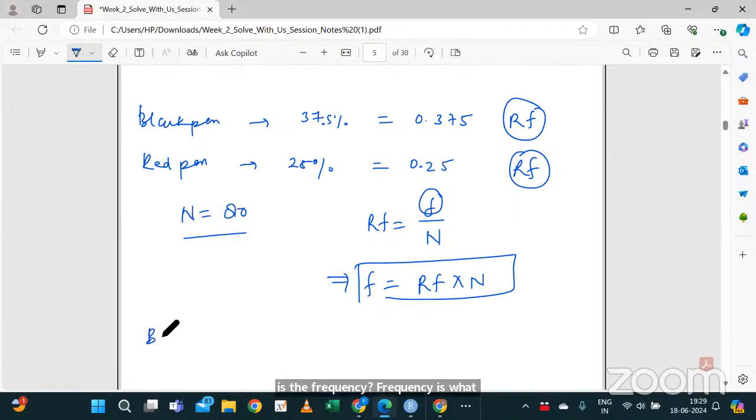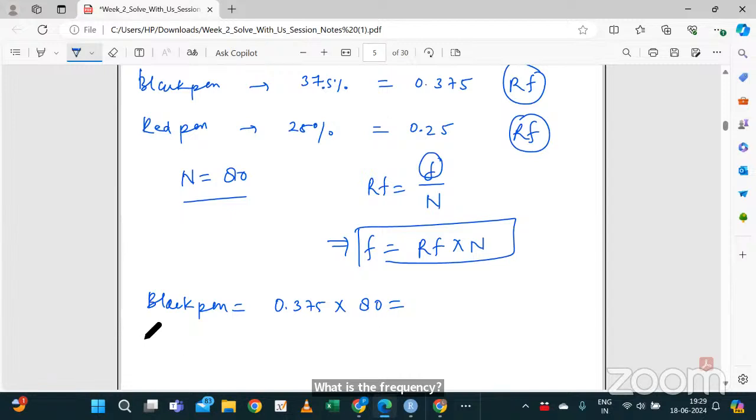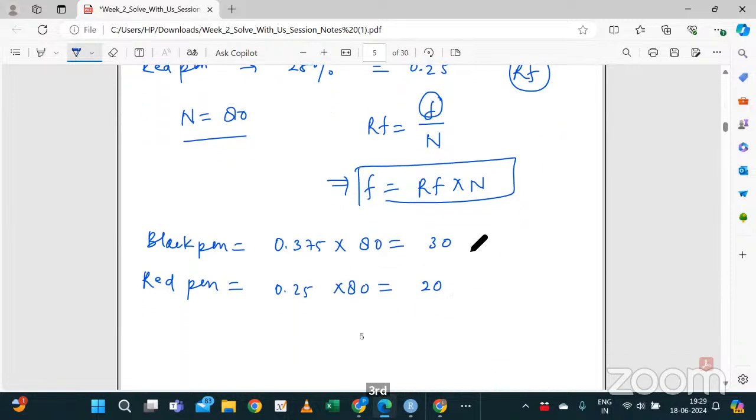So for black pen, what is the frequency? The relative frequency 0.375 into 80. That is 30, right? Yes, sir. And for red pen, it's 0.25 into 80, which is nothing but 20. So what is the cumulative frequency for these two? It's 50, right? We have to do the addition of these two. It is clear, right? Yes, sir.